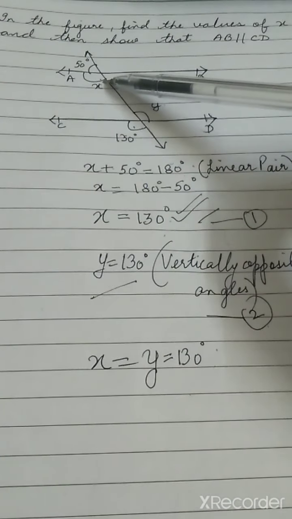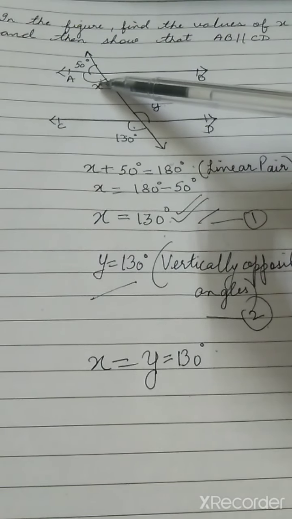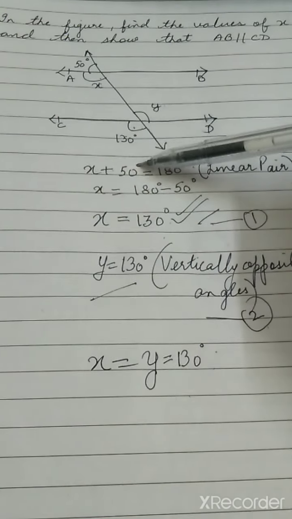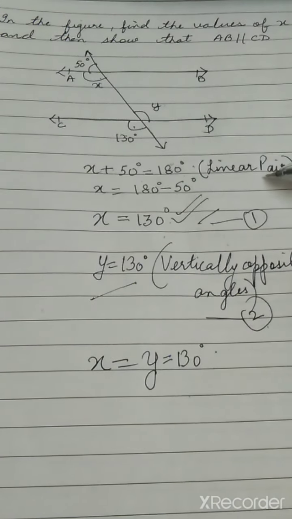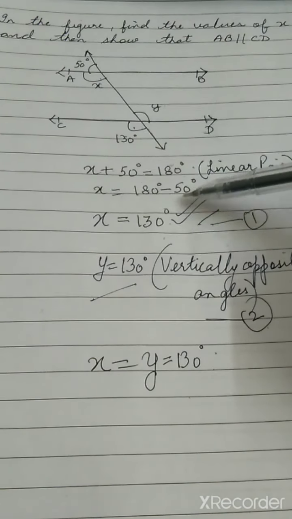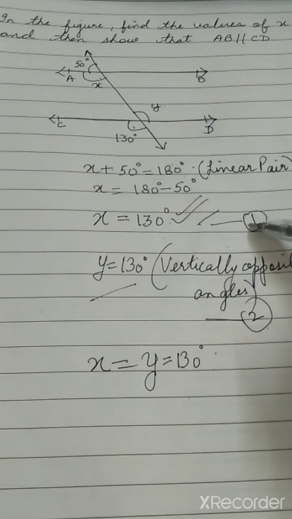You may see in the figure that 50 degree and x are forming a linear pair, so their sum will be 180 degree. So we write x plus 50 degree is equal to 180 degree and the reason we wrote is linear pair. So the value of x will be 180 degree minus 50 degree, that is 130 degree. Let this be equation 1.